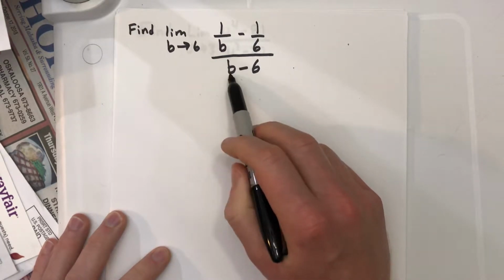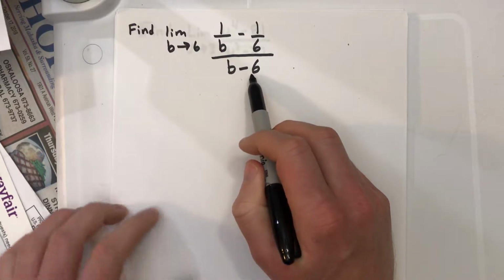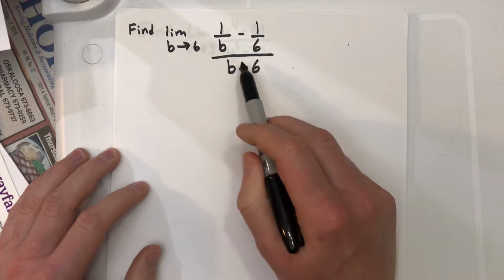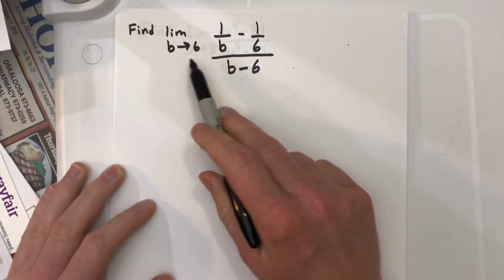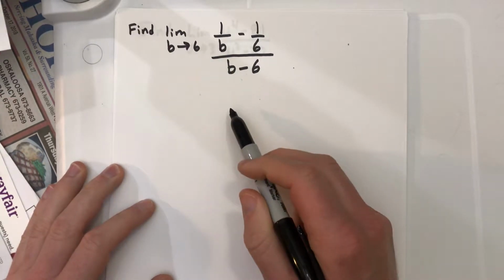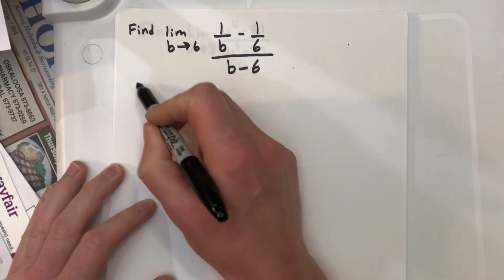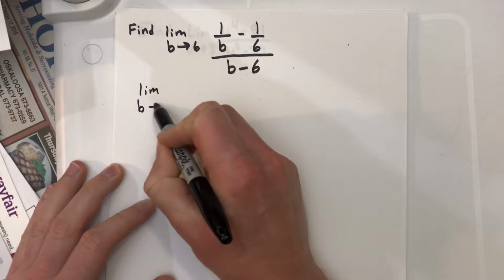when we plug in 6, we'll get 6 minus 6 on the bottom. That's going to give us 0. We can't divide by 0, so we know that we need to do some algebraic manipulation with this problem to basically rewrite it in a way so that we can evaluate the function as b approaches 6. So first thing I'm going to do is write this out. We're going to say limit as b approaches 6.